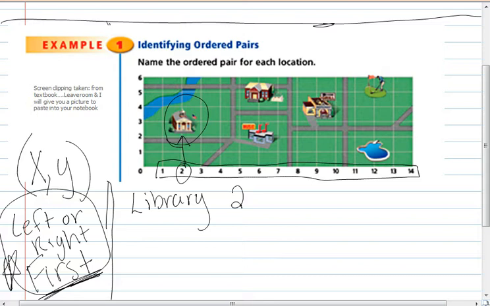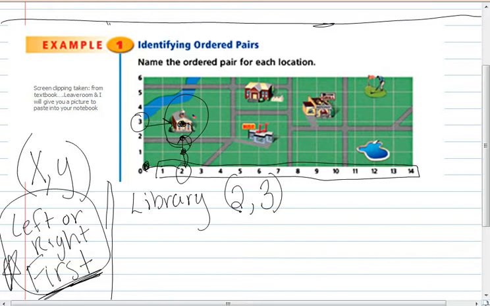So I'm going to say 2 is my first number in the ordered pair. Okay, I started right here. This was 0, 0 because we always start at 0. We always count from 0. So I went over 1, 2 spaces. And then the library is at number 3 over here. So I went up 1 space, 2 spaces, 3 spaces. So my second number is a 3.